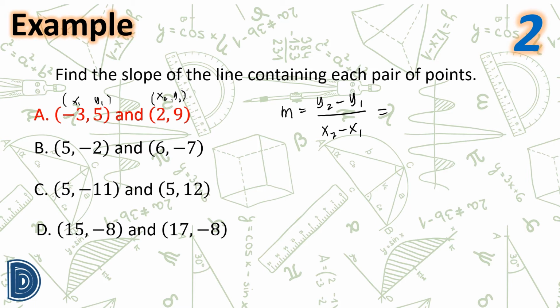Hence we have 9 minus 5 over 2 minus negative 3. 9 minus 5 is equal to 4. 2 minus negative 3 is equal to 5. The slope of the line is equal to 4/5.